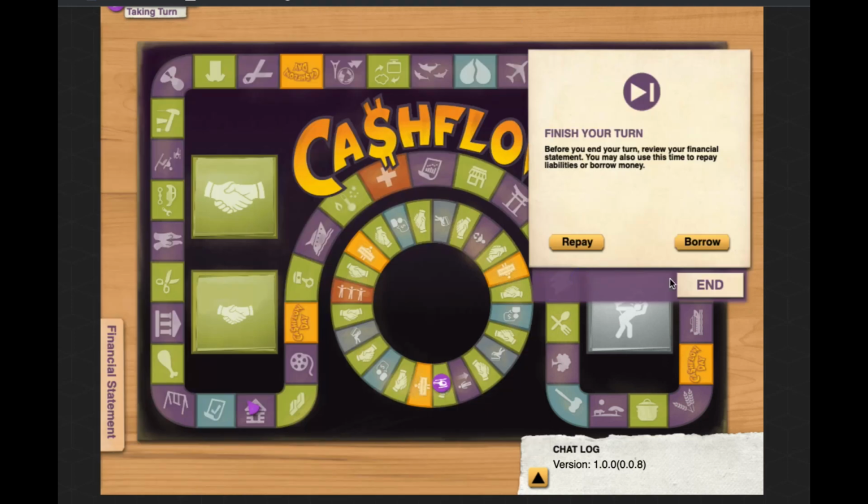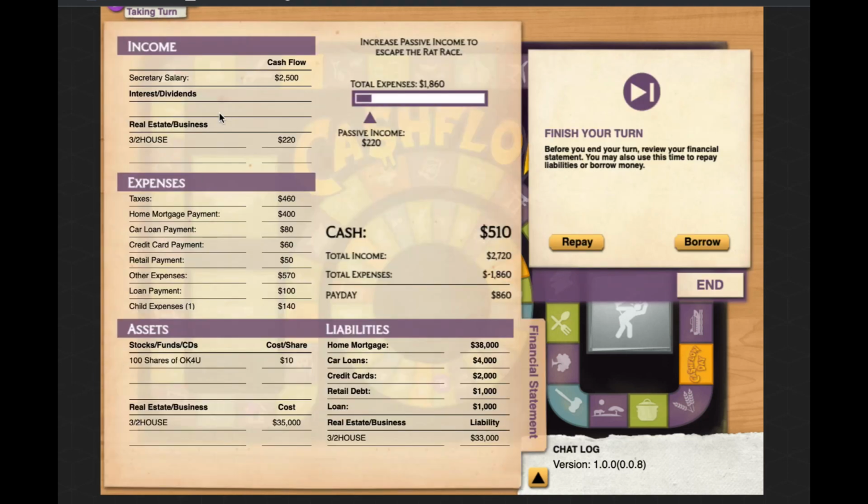Watch. So we'll go over here. My income went up $220, but I took out a loan that's $100. So my net increase was $120 in my cash flow. And now I own the house. It costs $35,000. And then there's a mortgage on it of $33,000 because I only put $2,000 down.